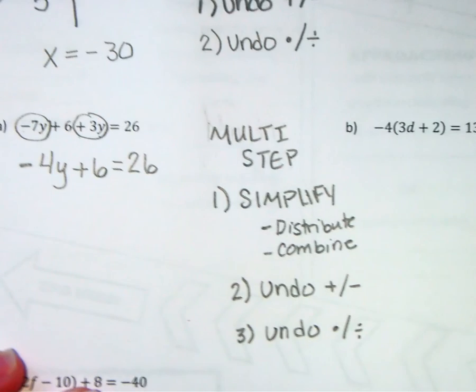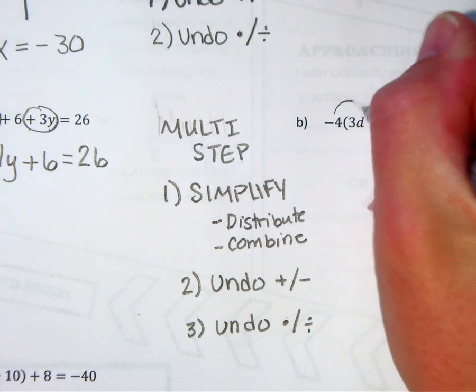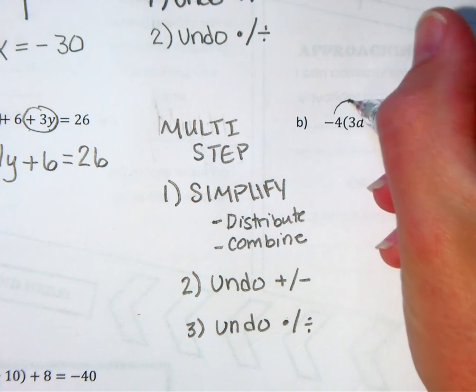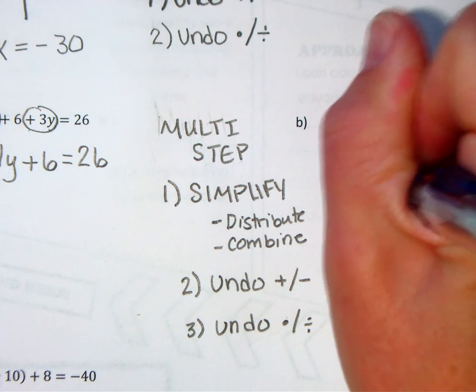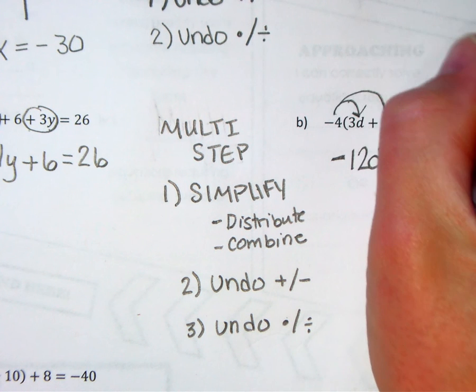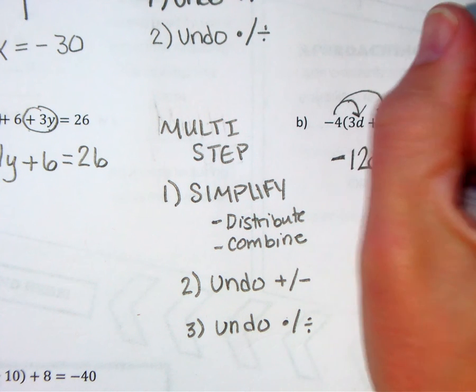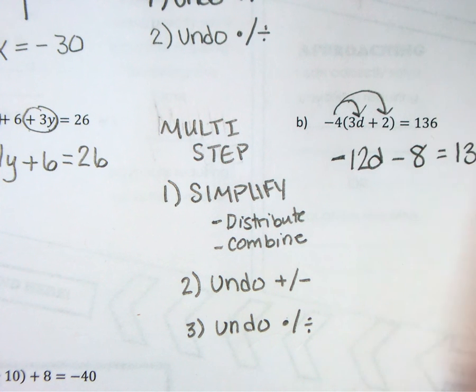Okay, first step on this B, again, we have a -4 that's being multiplied in. So we've got -4 times 3 is -12D. -4 times 2 is -8. And then 136.